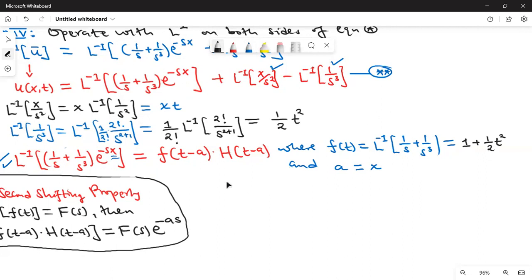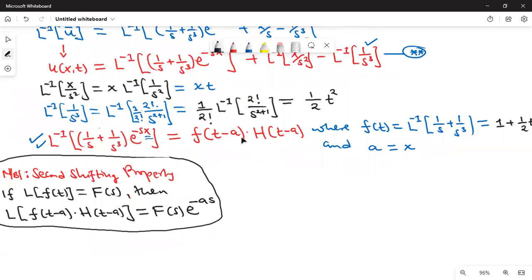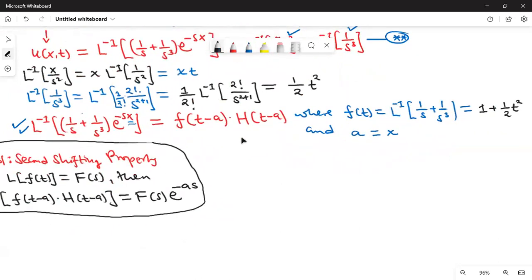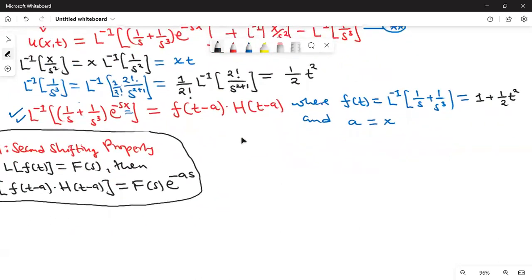I didn't explain what we mean by h of t minus a. That function is called the Heaviside function, or a unit step function. This is how it is defined. I'll also write it here. The function h of t minus a is defined in this manner.